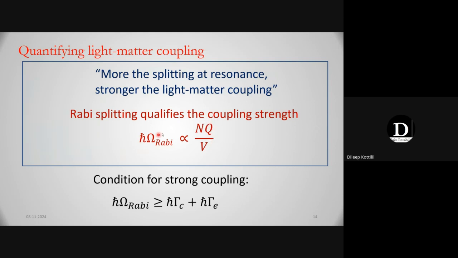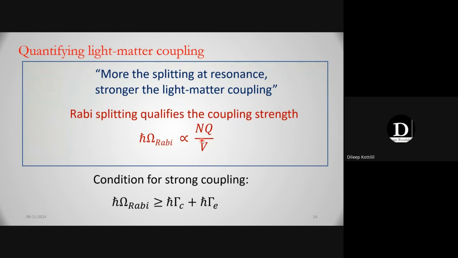So when the quality factor reduces, the Rabi splitting reduces, meaning the chances of getting these polaritons are reduced a lot. And this V corresponds to the mode volume, meaning how small the electric field within the cavity is confined. So that is the mode volume of the electric field.